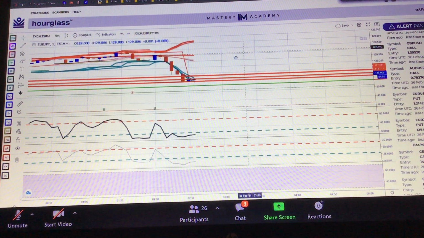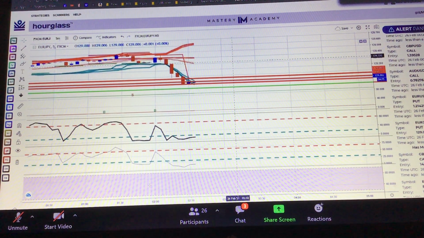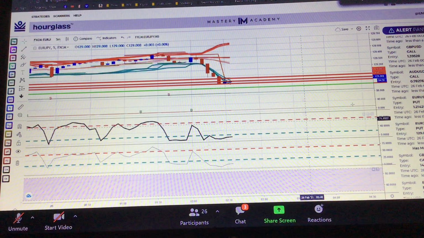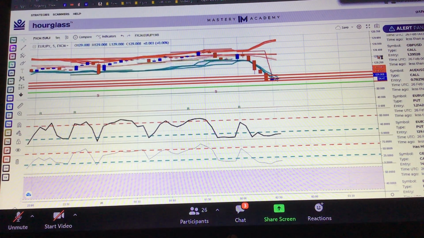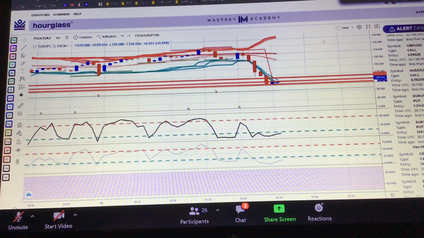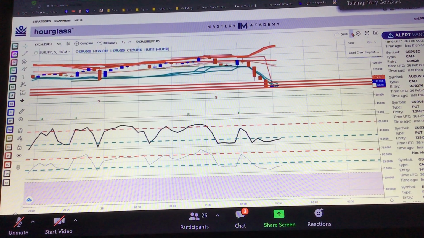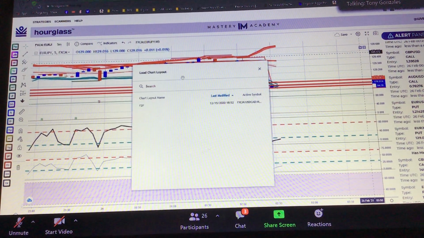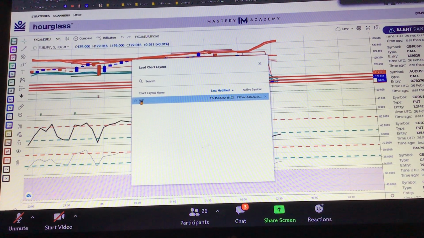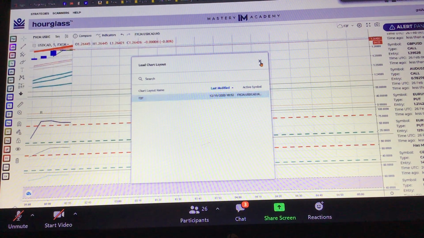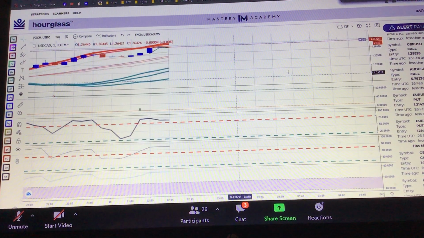And I really want to show you this. Yeah, go ahead, brother. So if you just go up to the save button, you can save it. Oh yeah, and you're right, name it, and then on any pair, you can just load that chart. Guess what? I did save it. I remembered.